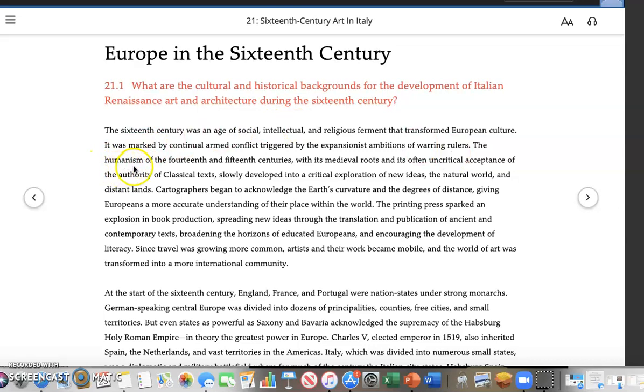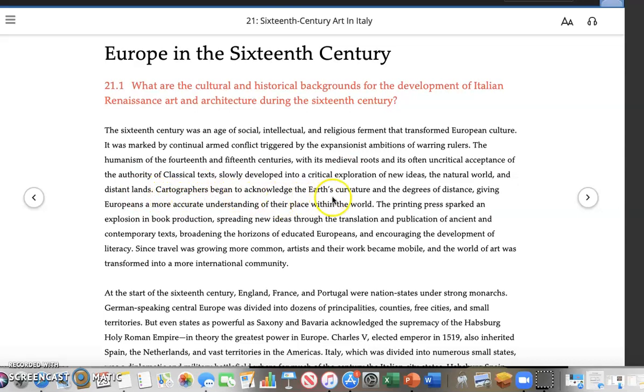The theme of humanism continues, but they make an interesting point here that the engagement with humanistic texts, with classical sources, is becoming deeper. There's a critical exploration of new ideas. So as if over time, the reading and reflection and philosophy based on humanist texts is becoming more thoughtful and critically engaged. This is very important.